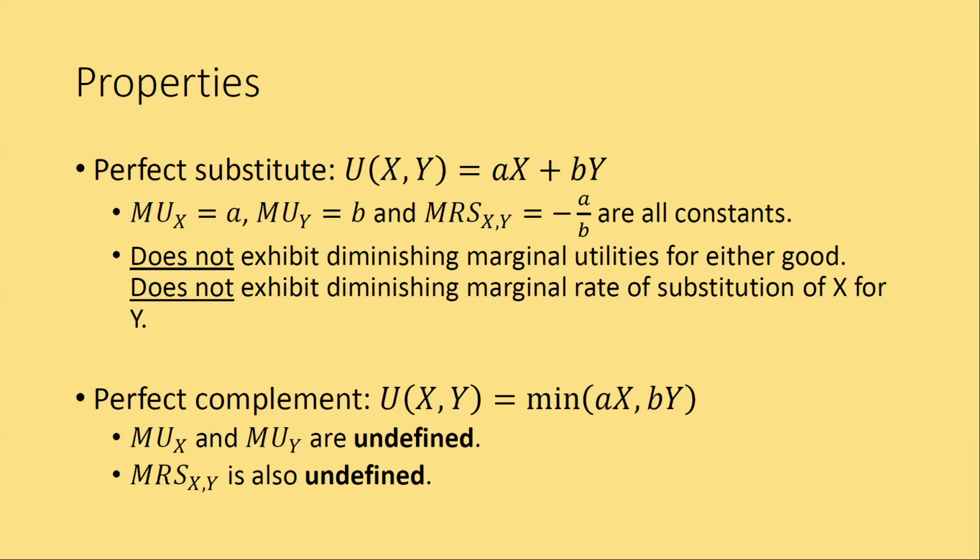This is perfect substitute. For perfect complement, both the marginal utilities are not defined because we cannot take derivatives of this function. And also, the marginal rate of substitution is not defined. Firstly, because the marginal utilities are not defined, but also because there is no substitutability between the two goods at all. So the MRS is also not defined.